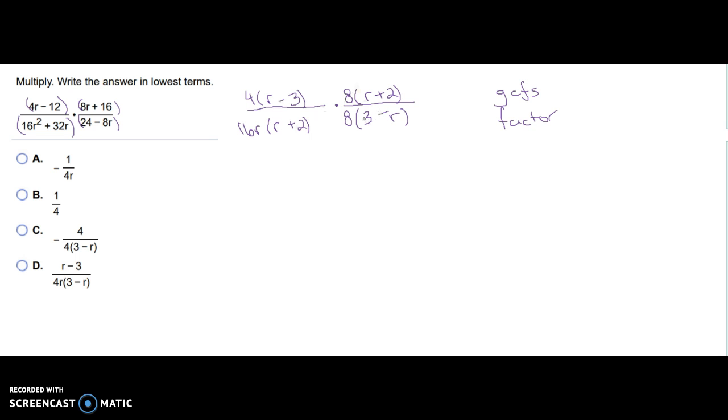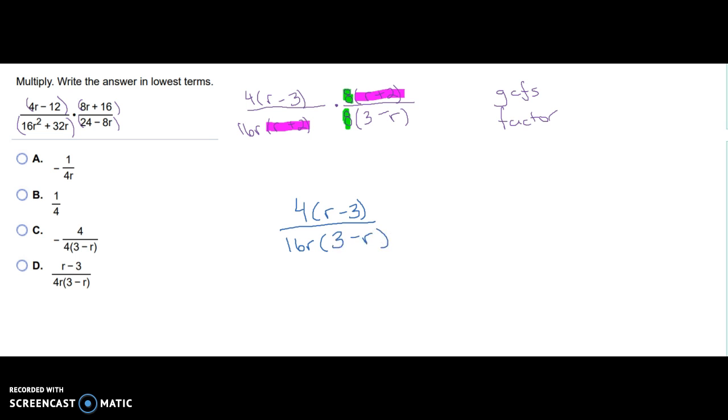So from here, the 8 on top can divide off with this 8. And then you've got an r plus 2 here. It can divide off with an r plus 2 there. That leaves you with 4 times r minus 3 over 16r times 3 minus r.